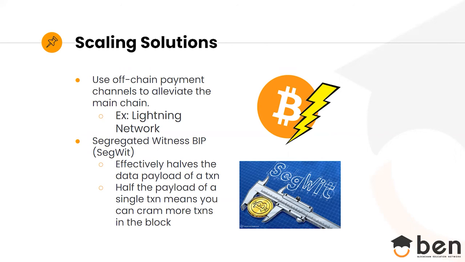Lightning Network uses an off-chain payment channel to alleviate the main chain. These payment channels help divert some of the transactions that do not need the main chain. The second popular solution is SegWit, also known as Segregated Witness BIP. SegWit effectively halves the data payload of a transaction. Halving the payload means you can add more transactions into a single block. Therefore, more transactions can be conducted on the Bitcoin blockchain before congestion becomes an issue.